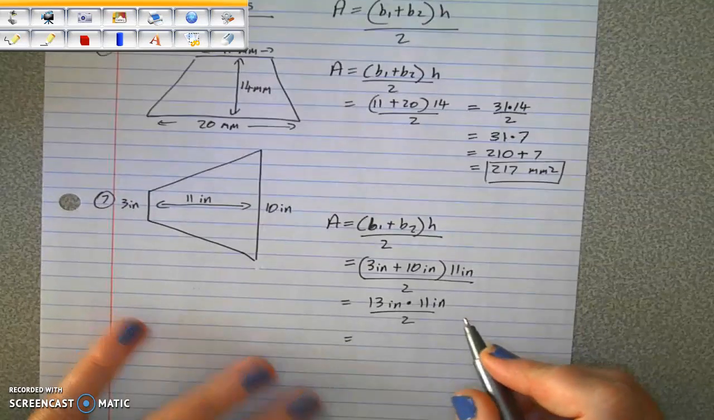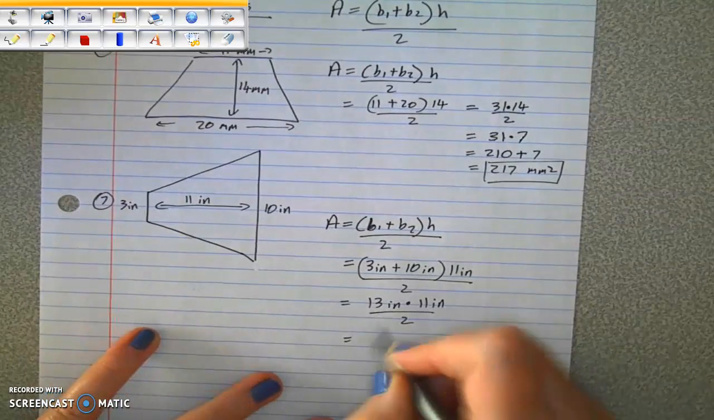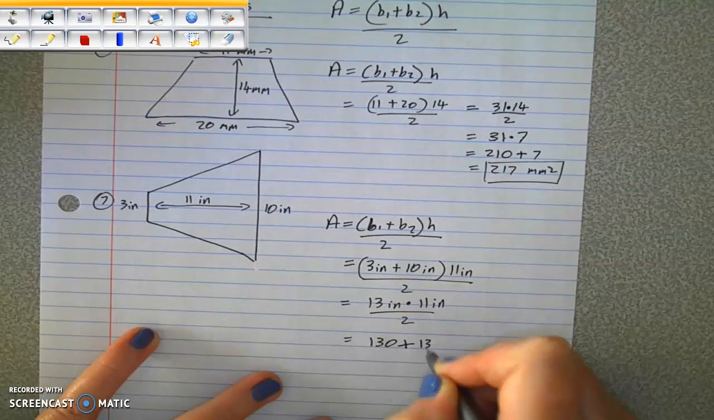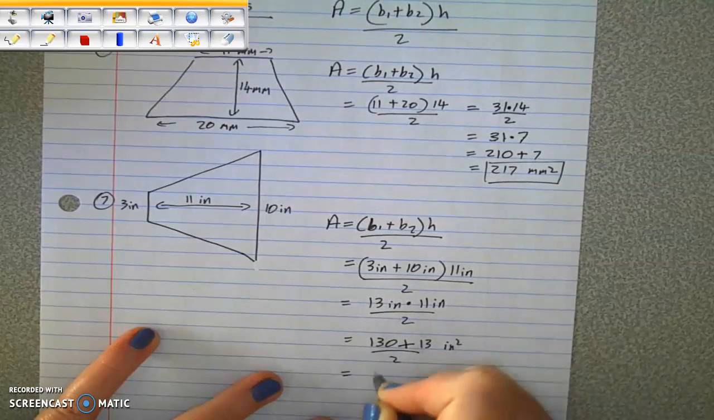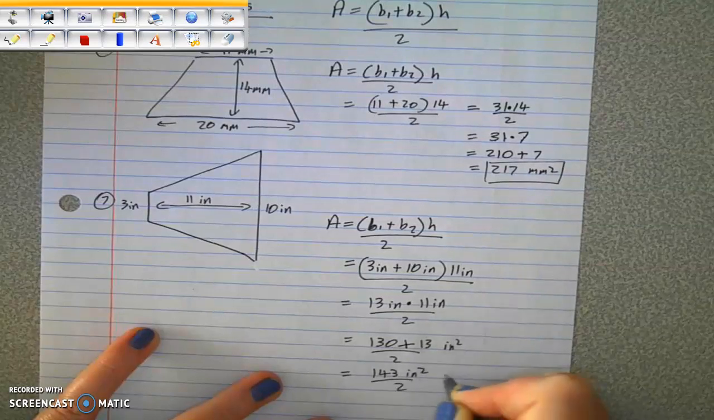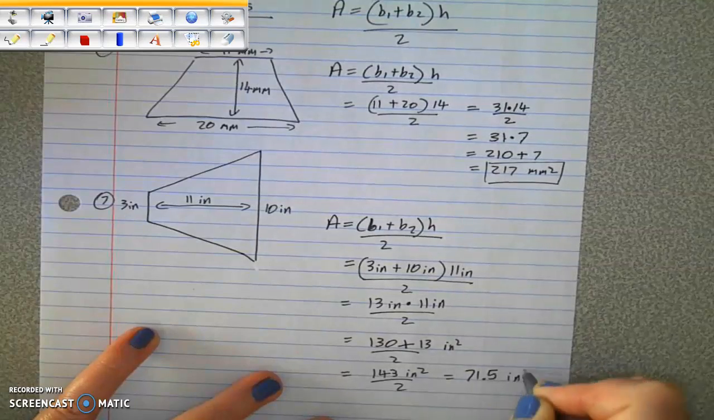Okay, 13 times 11 is basically 10 times 13 plus 1 times 13. So that's 130 plus 13. This is inches squared divided by 2. So it's 143 inches squared divided by 2. 2 into 14 goes 7 times. 2 into 3 goes 1.5. So the answer is 71.5 inches squared.